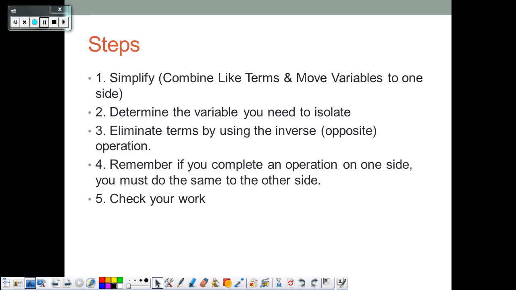I'm going to determine the variable I need to isolate. I'm going to eliminate my terms by using the inverse or opposite operation. If I do an operation on one side, I have to do it on the other to keep it balanced. And then I'm going to check my work.